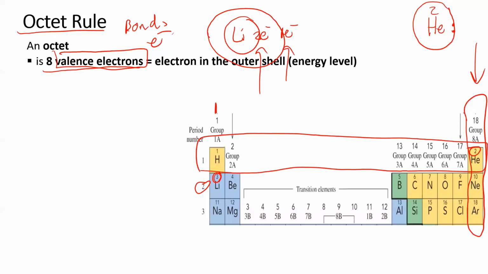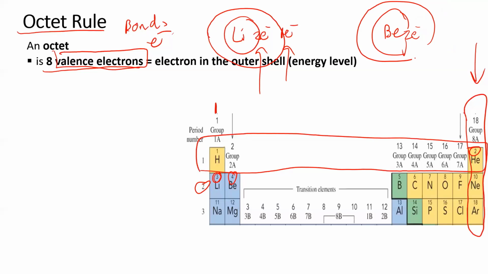If I go to beryllium, beryllium has 4 electrons. How do I know? 4 protons. 2 go in the first. There's no more room in that first shell. So now where do I go? The second shell. How many there? 2 electrons. And so on, right?